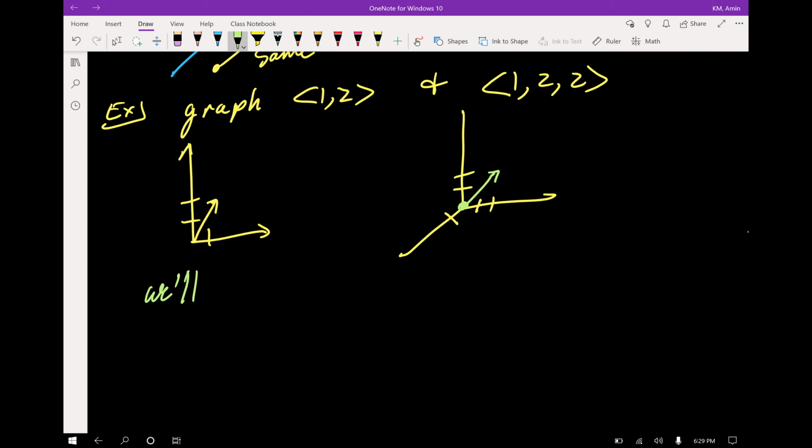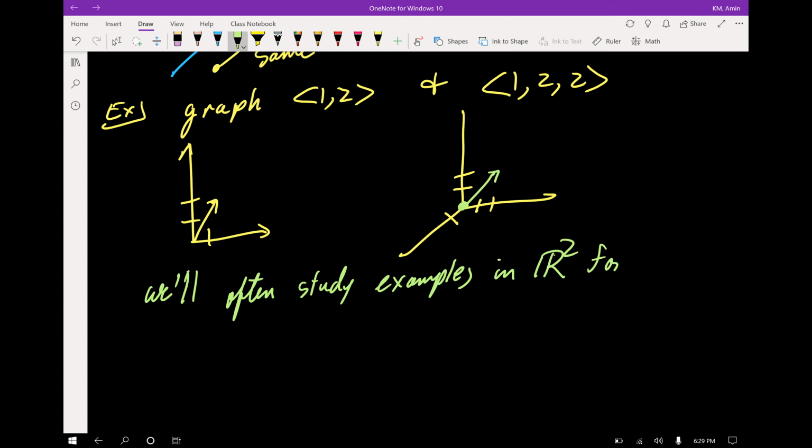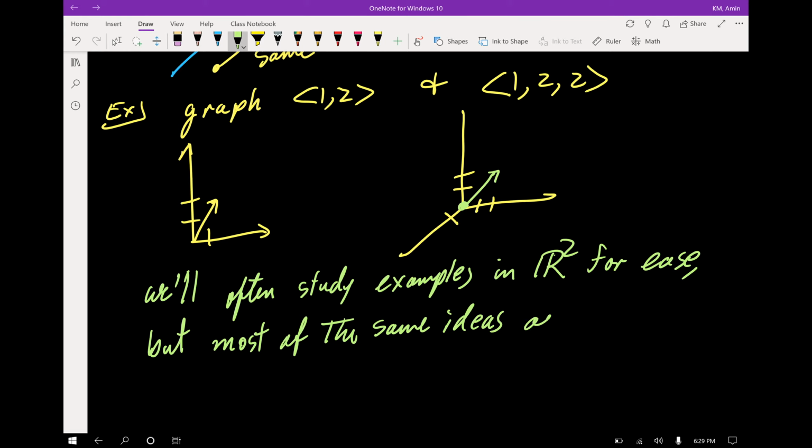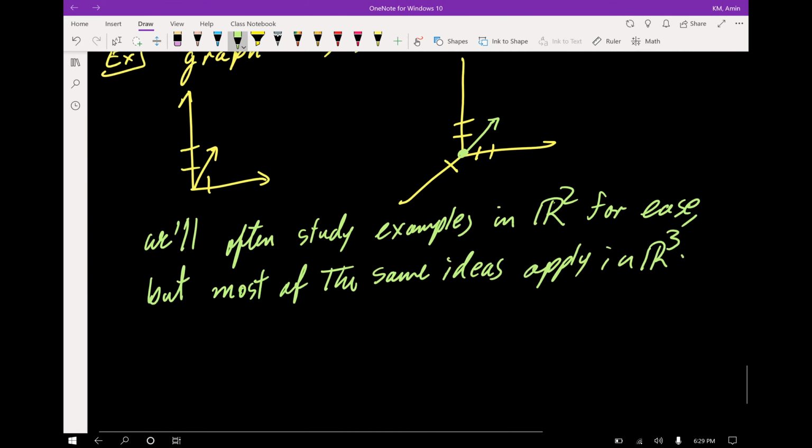We'll often study examples in R2 for ease, but most of the same ideas apply in the third dimension.